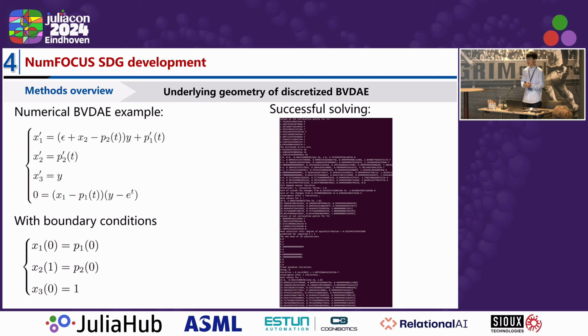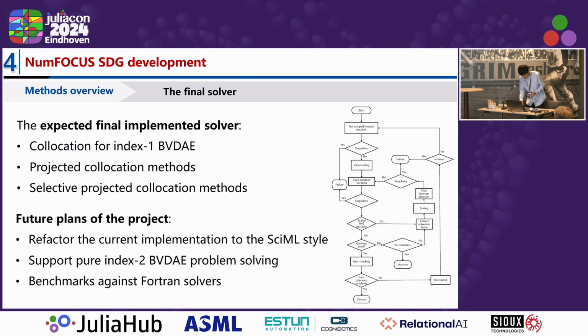But as for higher index, index two or index three, in the initial value case, we can directly use ModelingToolkit to decrease our index and directly solve using OrdinaryDiffEq.jl. In the boundary value case, we need to implement projected collocation methods in the future plan. The projected implicit collocation methods just project the solution at the end of each subinterval and complete the solving process.